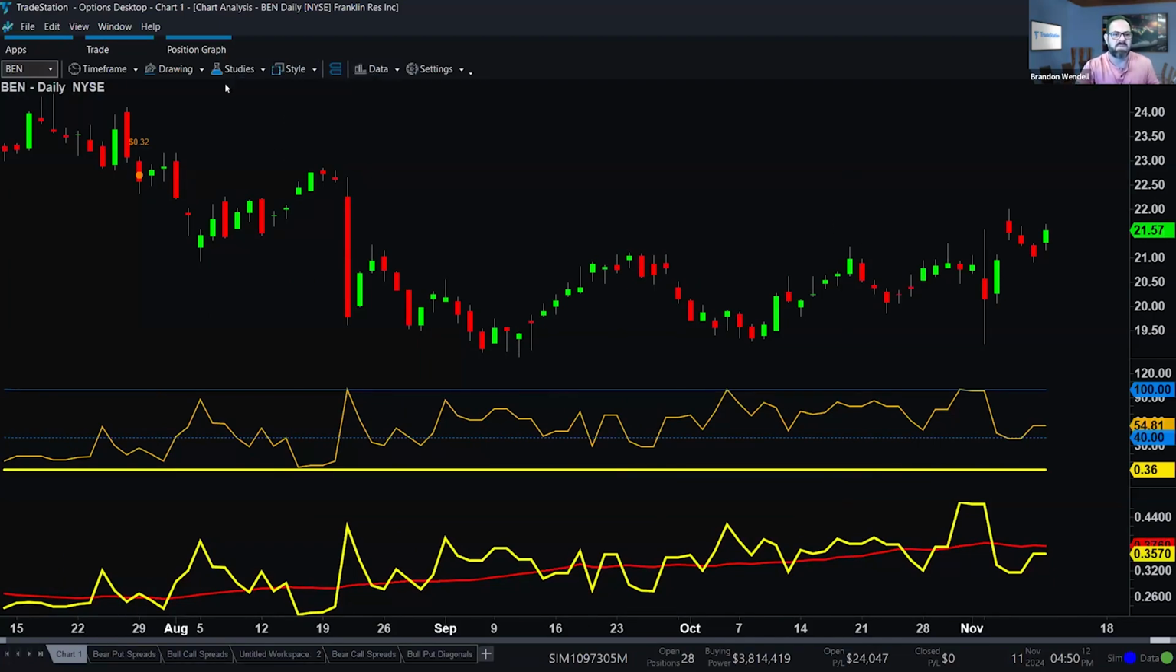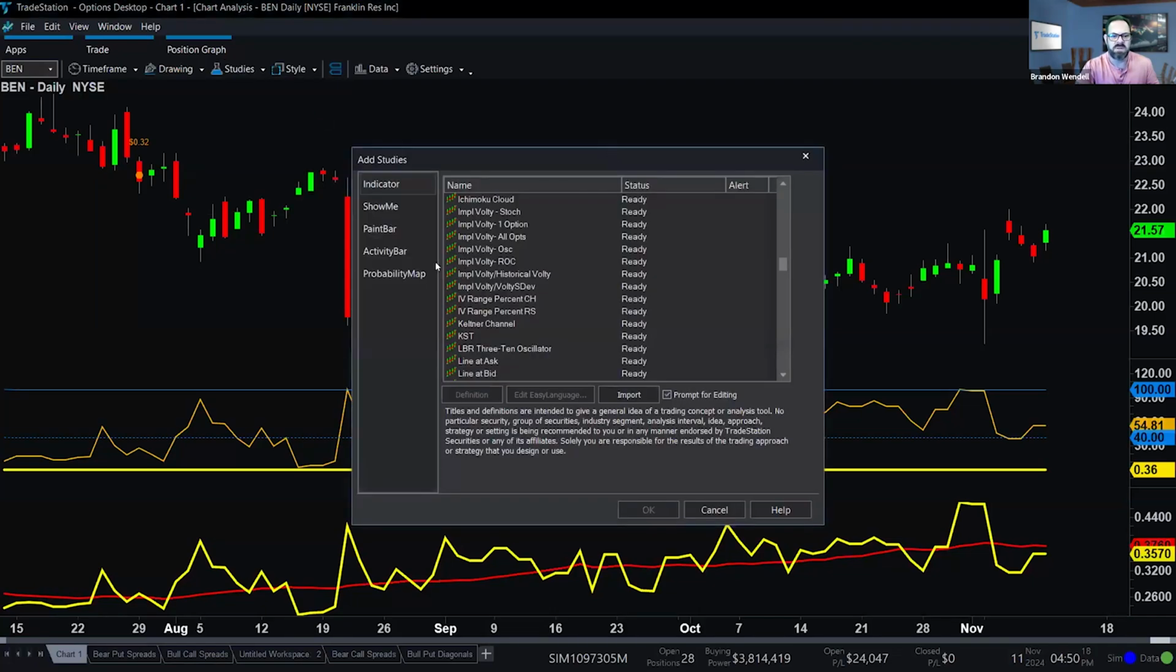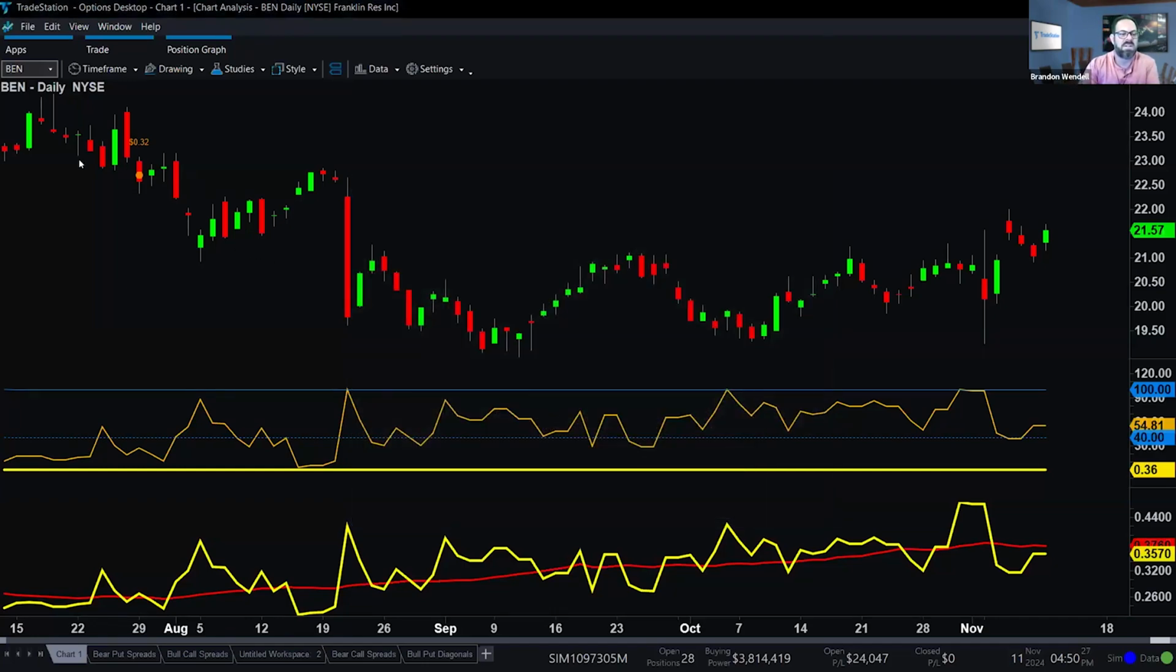Next earnings date, was that one of the indicators? It should be. Add study. Does it show me though? I can't remember where it is. There is a next earnings date. Thank you. There it is. Next earnings date. Indicator.